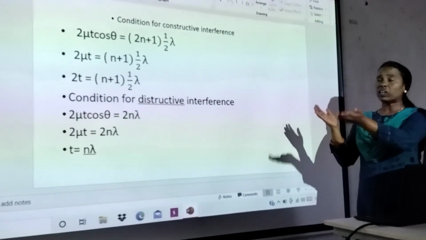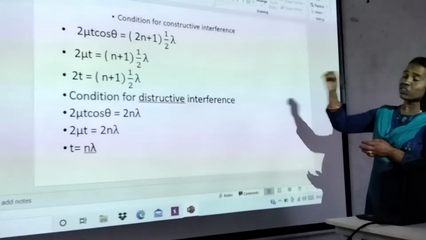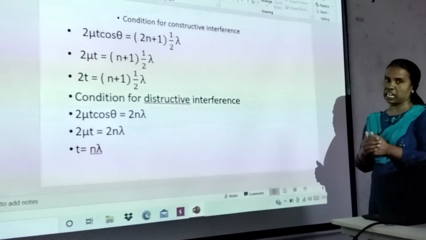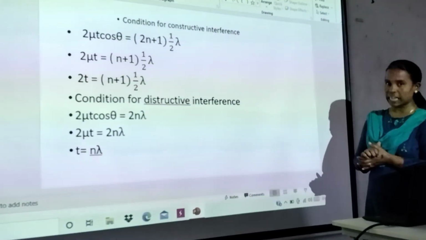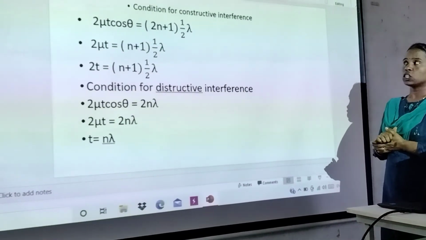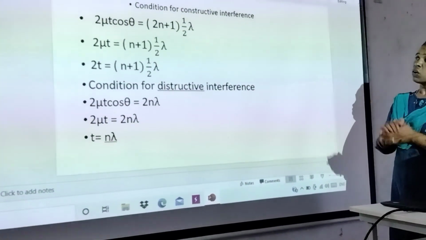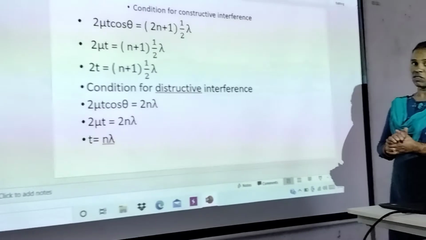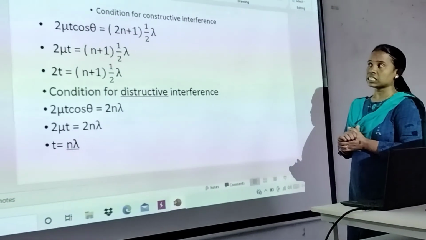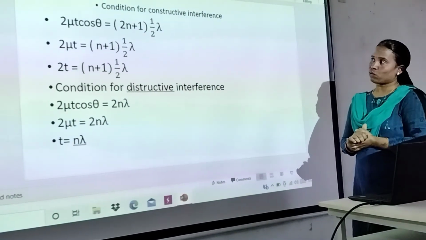We know that the condition for constructive interference in the case of the cosine law, for rays reflected by a glass plate, is 2 mu t cos theta equals 2n plus 1 into lambda by 2. What is mu? The refractive index of the medium. What is t? The thickness of the film. What is theta? The angle of incidence. What is lambda? The wavelength of the light.